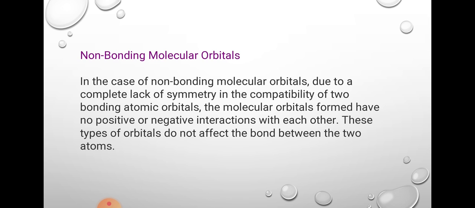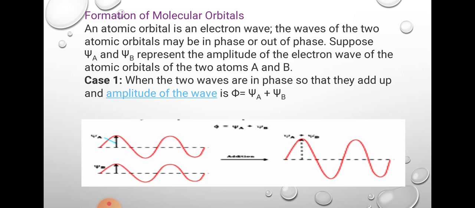In the case of non-bonding molecular orbitals, due to a complete lack of symmetry in the compatibility of two bonding atomic orbitals, the molecular orbitals formed have no positive or negative interactions with each other. These types of orbitals do not affect the bond between the two atoms.